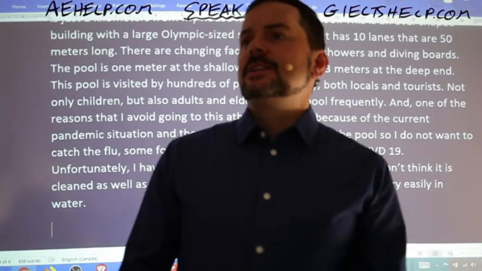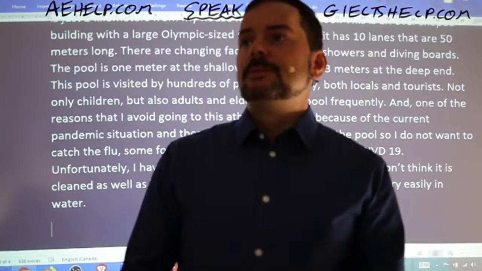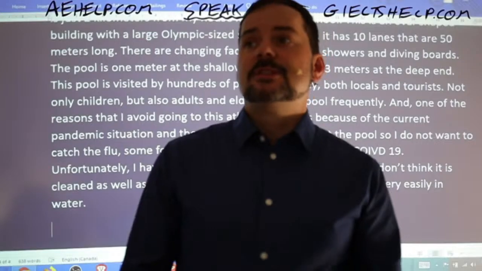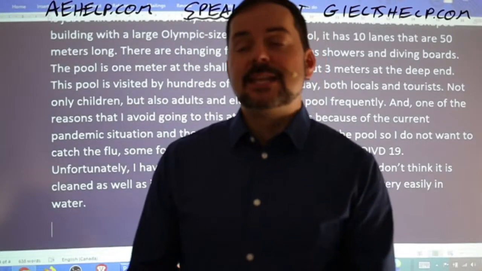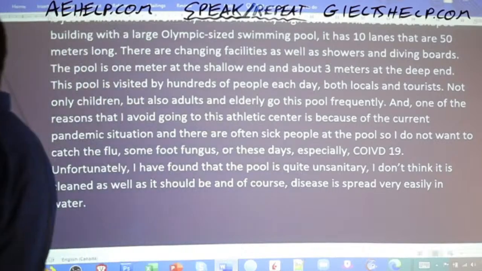Akshay, this is a 3-story glass building with an Olympic-sized swimming pool around 50 meters in length and 30 meters wide. It's 2 meters at the deep end. Very good. Nice job.